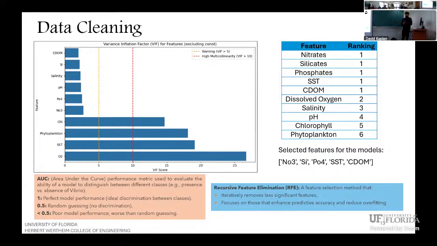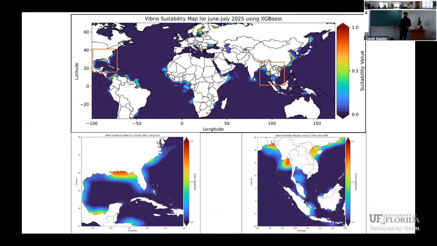Why? Because that proves that sea surface temperature holds a unique value, and that has been proven in research as well, that sea surface temperature, nitrate and phosphate are the most influential variables, and they hold much power as compared to the other variables. So it was the sea surface temperature that was the reason behind the high multicollinearity among the other variables. So at large, out of those 10 variables, nitrate, silicate, phosphate, sea surface temperature, and CDOM were selected.